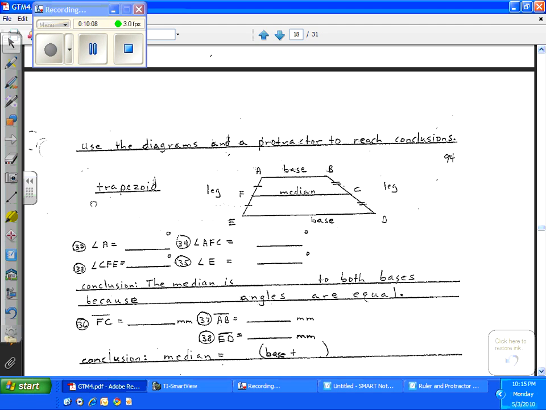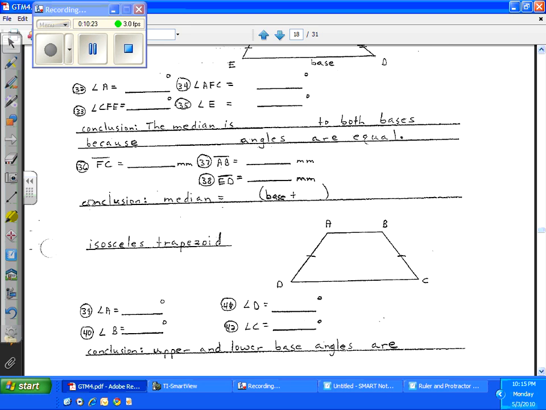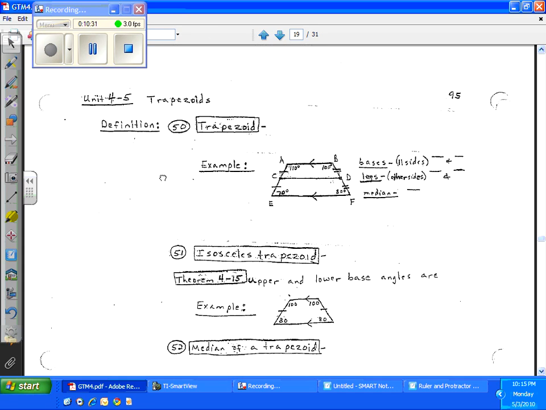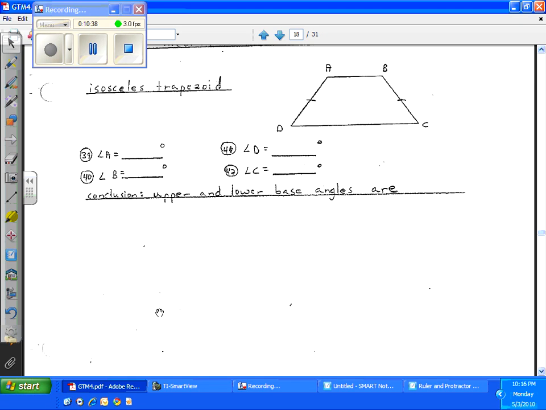Using the diagram and protractor to reach conclusions, again, we want you to measure precisely the angles and the segments. The conclusions, again, will be the rules in the next section. So obviously the next section is about trapezoids and isosceles trapezoids. You will discover some rules here that are the rules for the next page. So if you look at page 95, you will find the answers to the discovery problems there. We want you to measure accurately. What this is going to do again is build in your mind a mental picture of the rule that we're fixing to learn and apply. Okay?